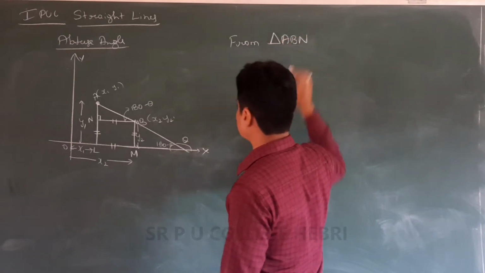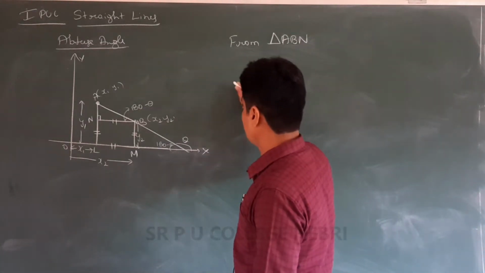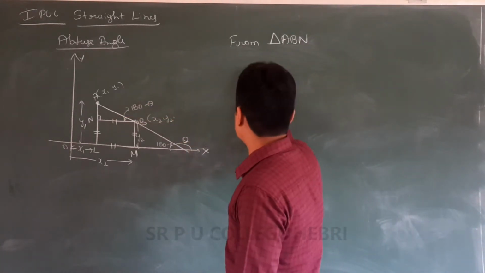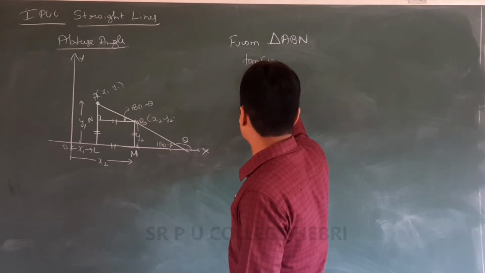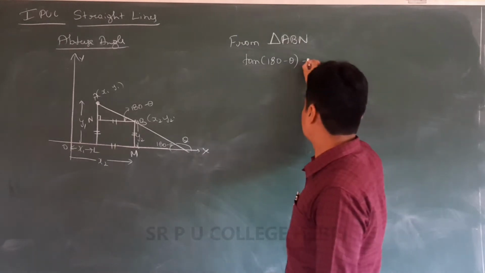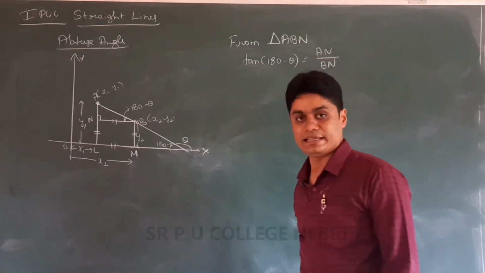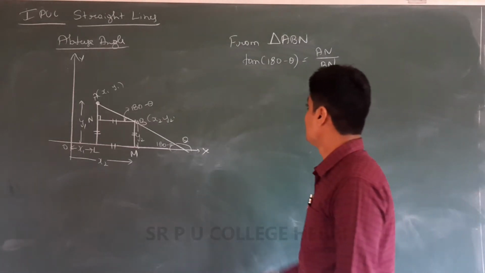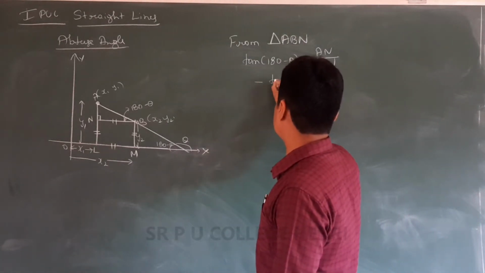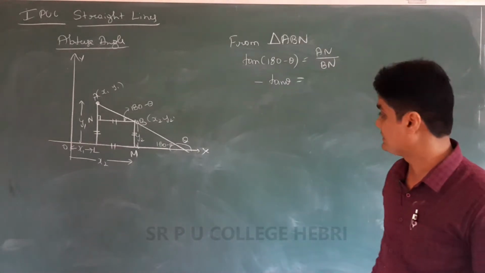ABN. From triangle ABN, you can observe, this is the angle theta now. So tan of 180 minus theta is, by the definition of tan, opposite by adjacent, AN by BN. What is tan of 180 minus theta? Minus tan theta. Do you agree with me? Tan of 180 minus theta is minus tan theta.